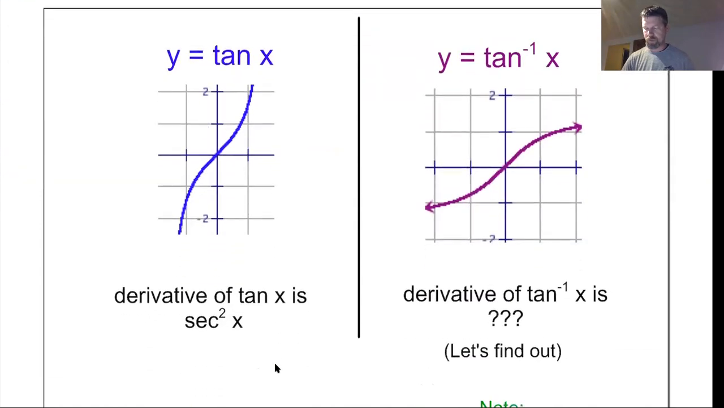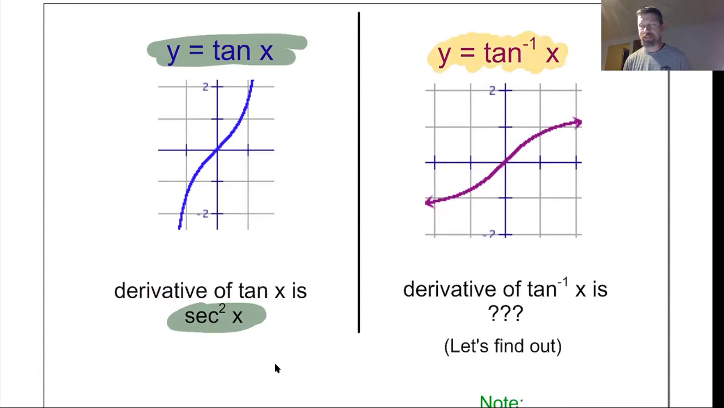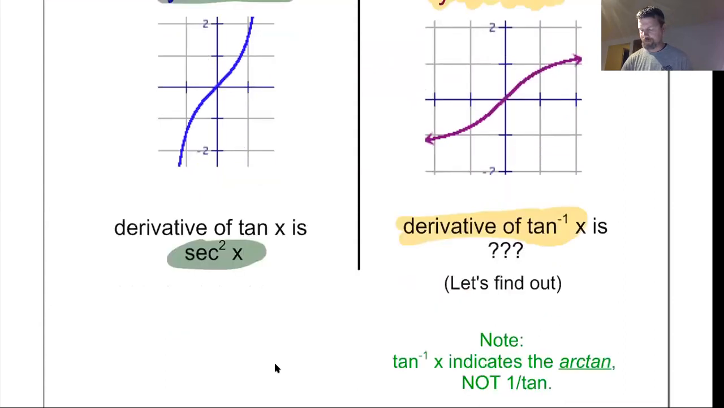Okay, so we already should know the derivatives of our trig functions. So if y is equal to the tangent of x, we should know that the derivative of tangent of x is secant squared, right? Today, we're going to be learning the derivatives of the inverse trig functions. In other words, if y is equal to the tangent inverse of x, or the arctan of x, what would the derivative be equal to? And that's what we're going to find out.